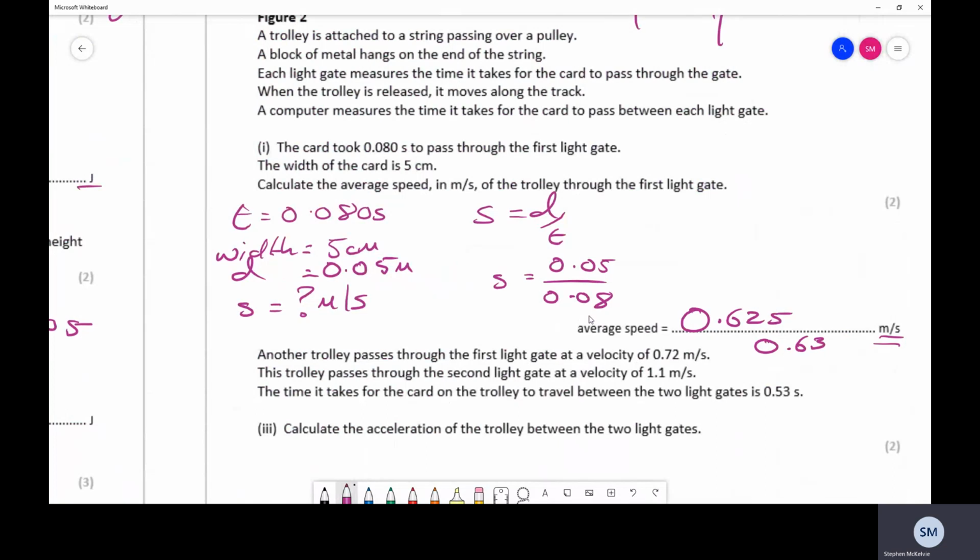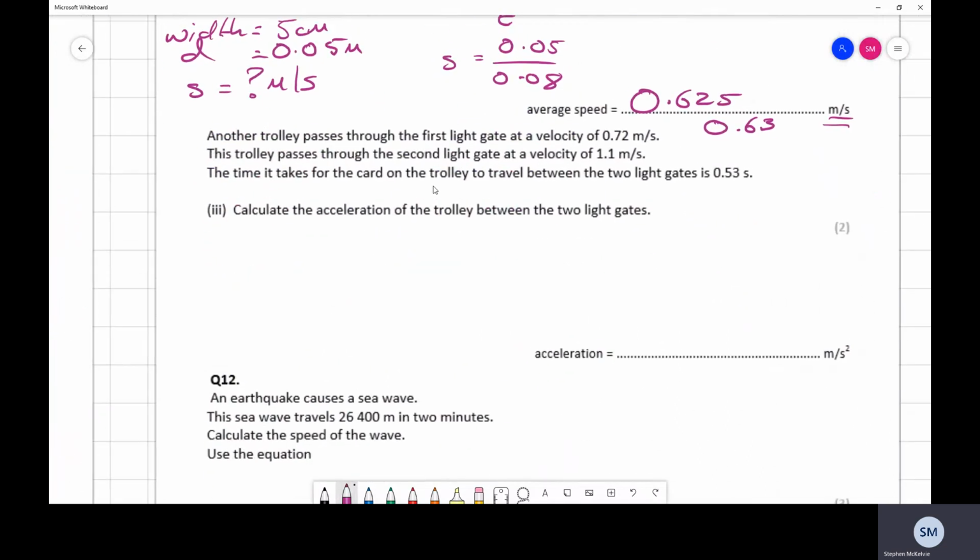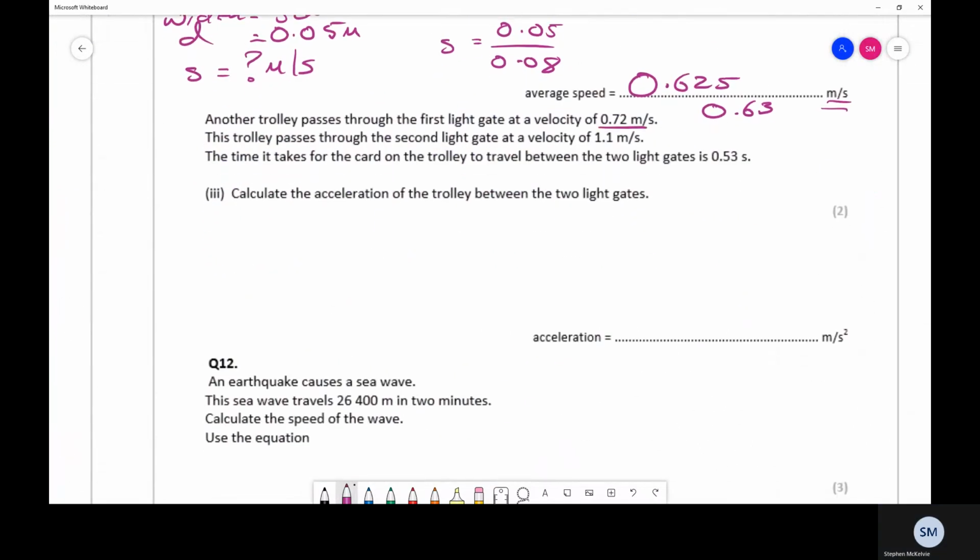That's your answer. Now another trolley passes through the first gate at a velocity of 0.72 meters per second. So at gate 1, we had a velocity of 0.72 meters per second. The trolley passes through the second gate at a velocity of 1.1 meters per second. So the second velocity is 1.1 meters per second. We can use little subscript numbers like this to show difference. So if we've got two mentions of velocity or temperature or mass or whatever, well, not mass because that won't really change, but what we can do is use subscript 1s and subscript 2s to say that this is the first one and this is the second one.